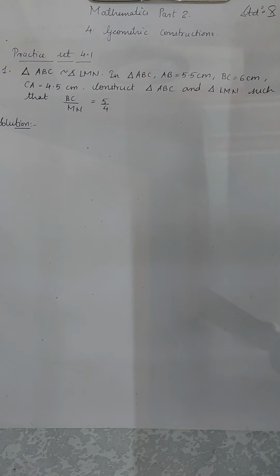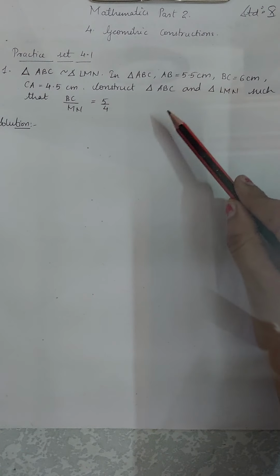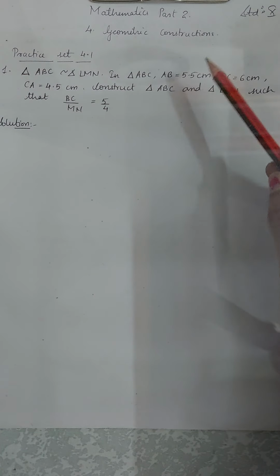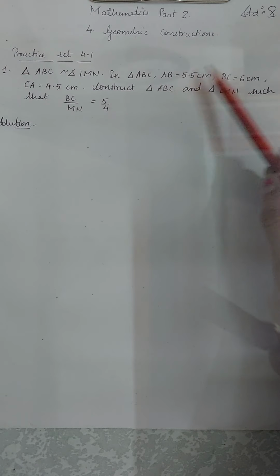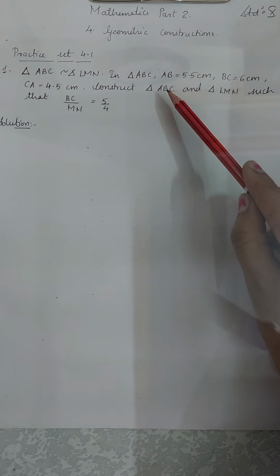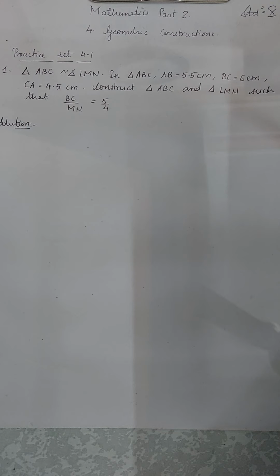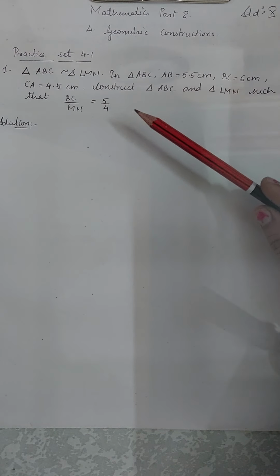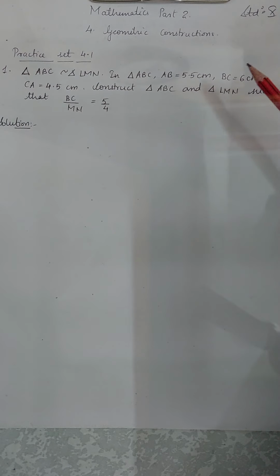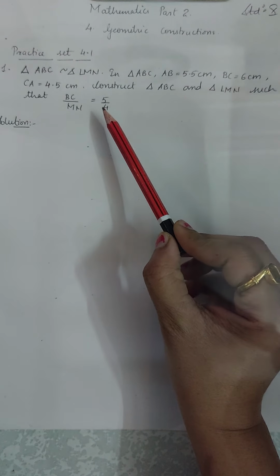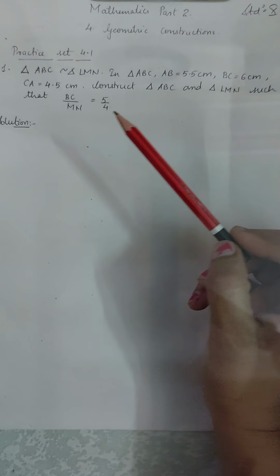So as you can see here, we have to construct both the triangles. But the information of only ABC is given, AB, BC and CA. So we can construct triangle ABC, that's not a problem. But we have also been asked to construct triangle LMN, whose information is not given to us, but something else is given. What is given? BC upon MN is equal to 5 upon 4 is given.